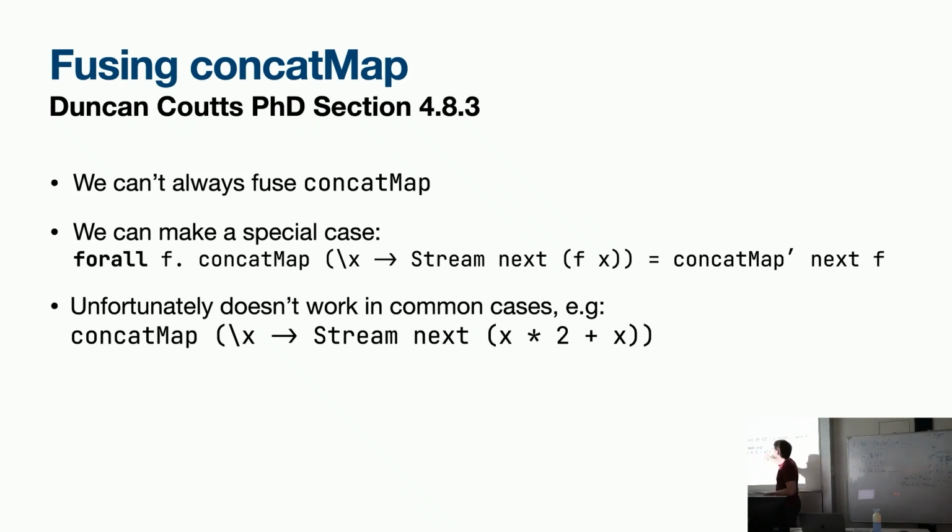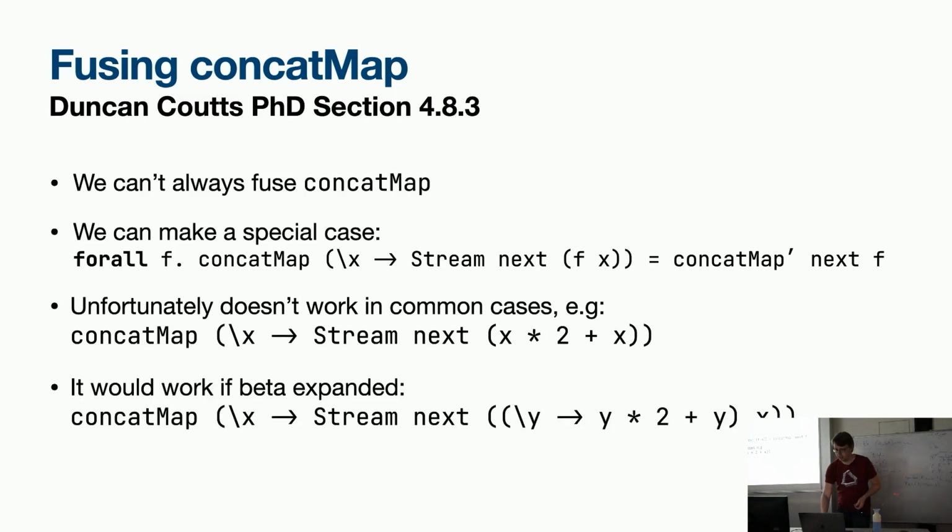Because the rewrite rule matcher will try to match, of course the concat map matches and the lambda matches and then stream next matches, but then it gets to this last part, f x, that doesn't syntactically match with x times 2 plus x. That requires some transformation before it would be possible to match.